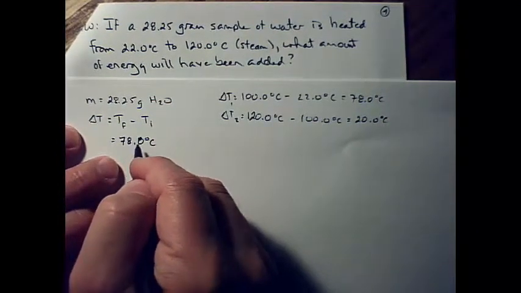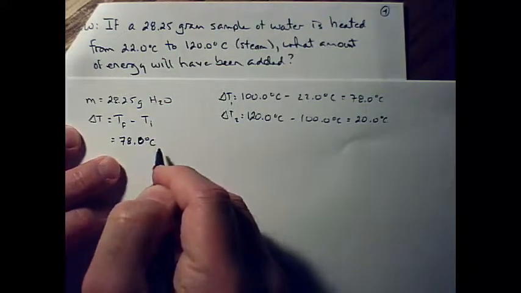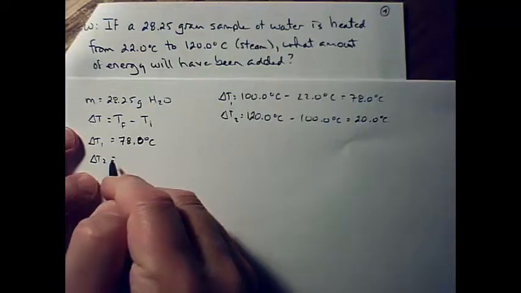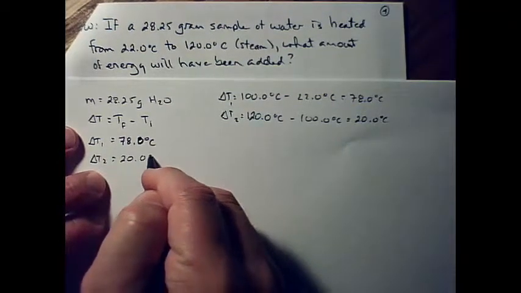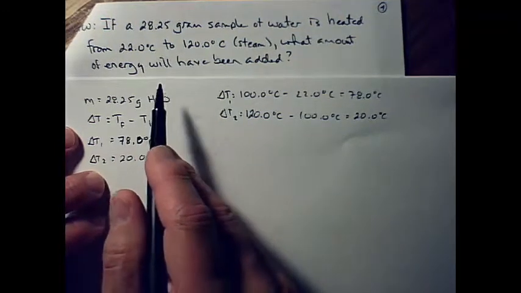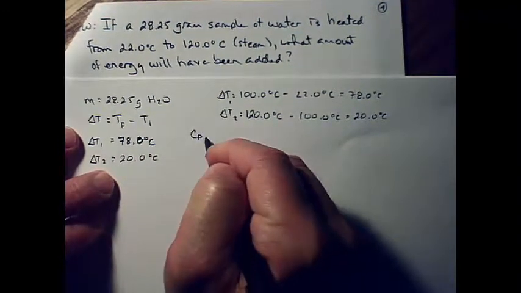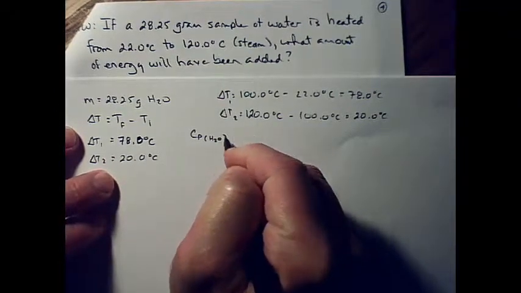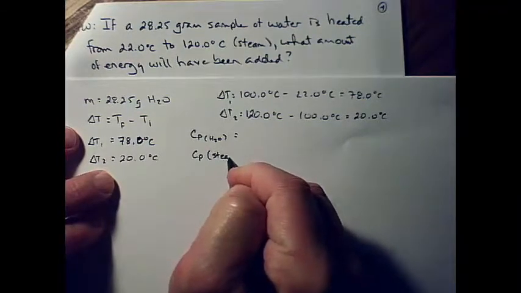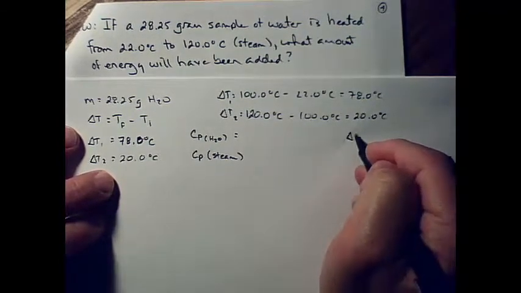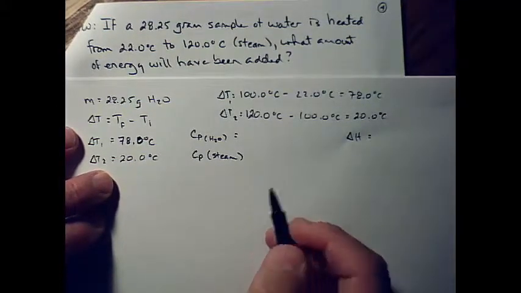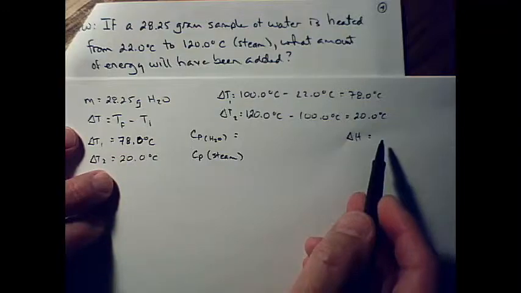So I've got a 78.0 degrees C change for temperature, change of temperature 1, and change of temperature 2 is going to be 20.0 degrees C, okay? And then we've got to know the CP, or specific heat, for liquid water. And we need to know the CP for steam. And we also need to know the delta H for the phase transition. Okay? And the phase transition, this is between liquid water and steam.